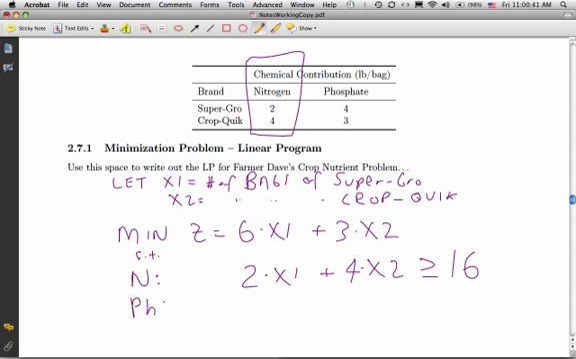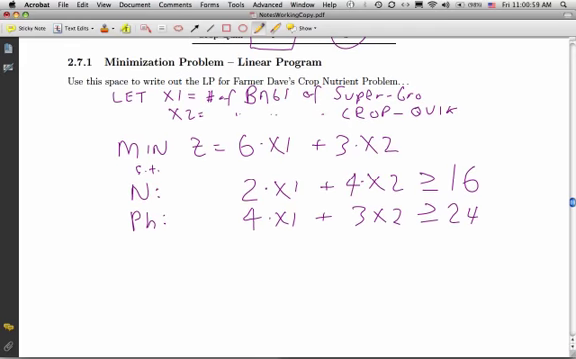And we have our phosphate constraint. And again, 4x1 plus 3x2. These values here are greater than or equal to 24, which comes from our problem above. The last thing to consider is our old friend non-negativity. So we have x1 and x2 are both greater than or equal to 0. So we have 2 decision variables. We can solve this graphically in the first quadrant.